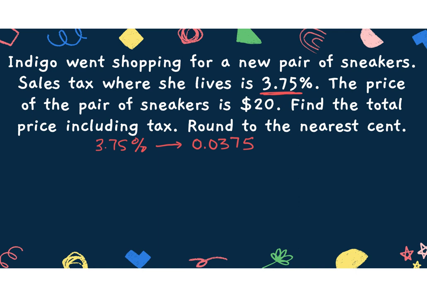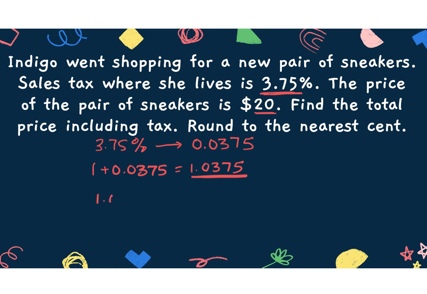Since this is a tax question, if you remember back to the spicy percent increase or decrease, we're going to add that to the number 1. So I've got 1 plus 0.0375. Let's fix that. Add those two numbers together to get 1.0375. I'm going to take this number and multiply it by my original cost, which is 20.